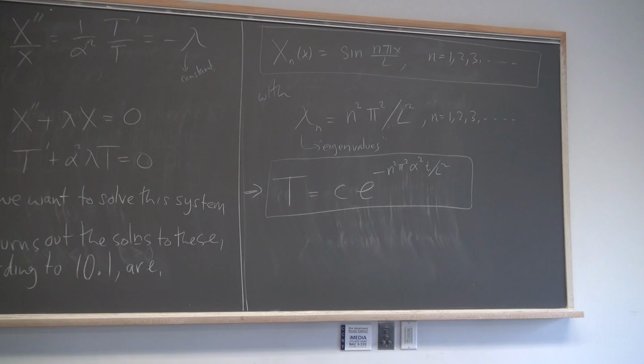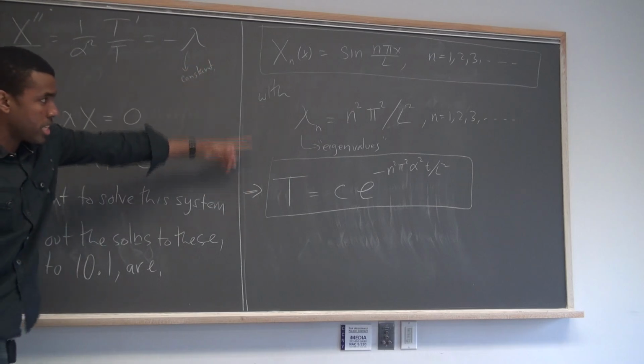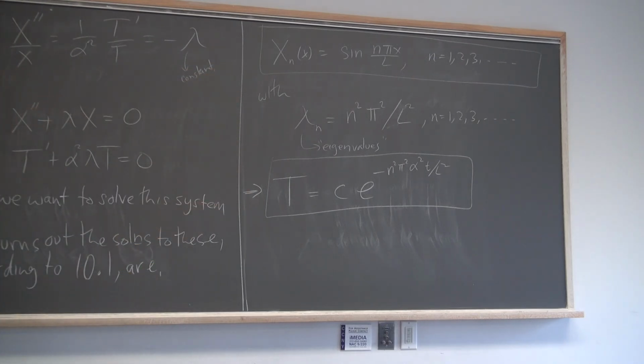So I'm just going to multiply these. e to the minus n squared pi squared alpha squared t over L squared times sine n pi x over L. Because I assumed they were a product. You split them up into these two ordinary differential equations, and you'll find that those are the only solutions that make sense for us. And then we just multiply them.